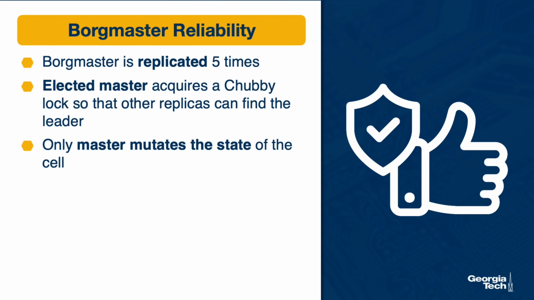One of the replicas serves as a master, and the master is determined using the Chubby lock service, which is kind of like Google's version of Zookeeper. But basically, it's decided based on some consensus algorithm. And so this is how all the replicas agree on who is the leader. Only the master node mutates the actual state of the cell. This makes it possible to perform these updates quickly without having to actually acquire locks among all of the replicas.